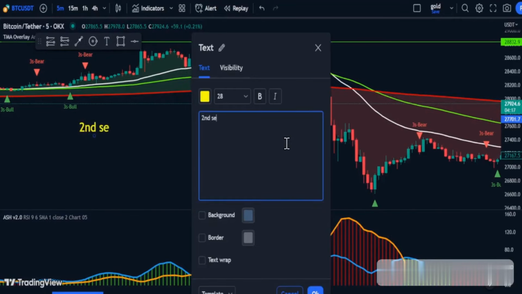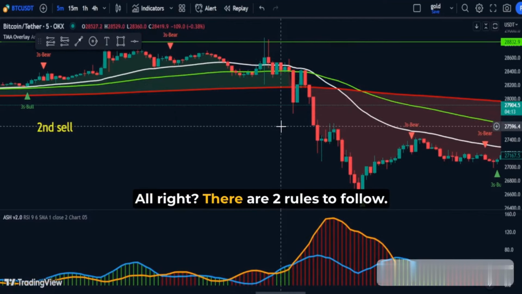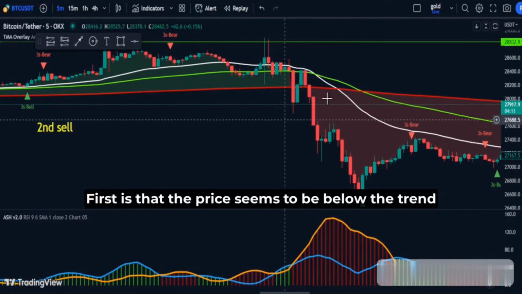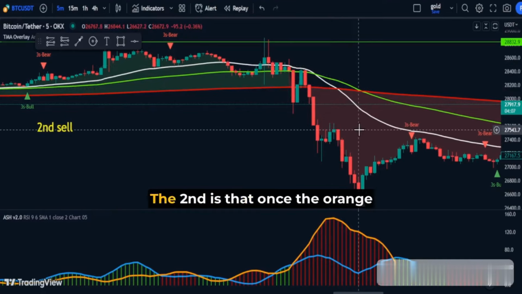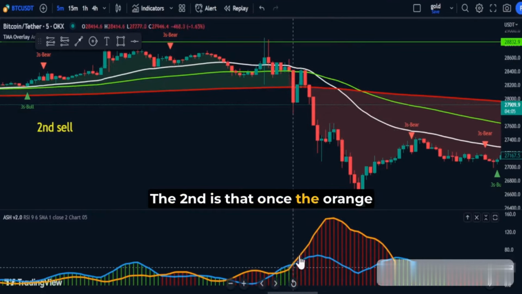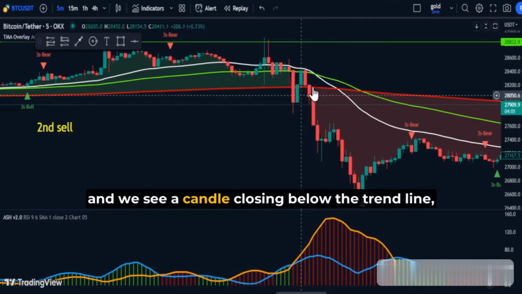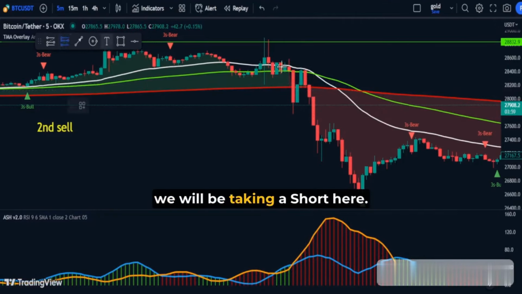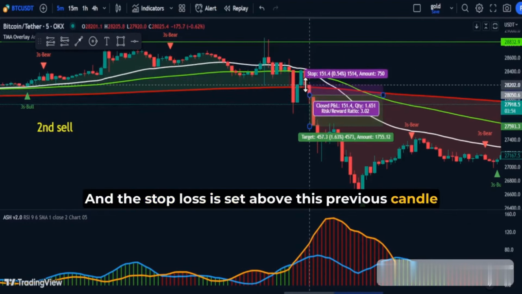Look closely at this area. There are two rules to follow. First is that the price needs to be below the trend lines to indicate that we are going down. The second is that once the orange line crosses the blue line, and we see a candle closing below the trend line, we'll be taking a short here. And the stop loss is set above this previous candle only.